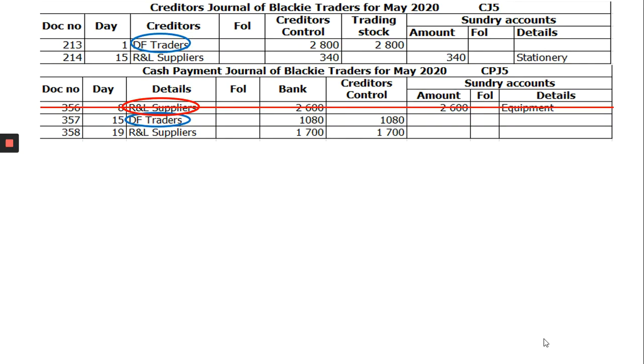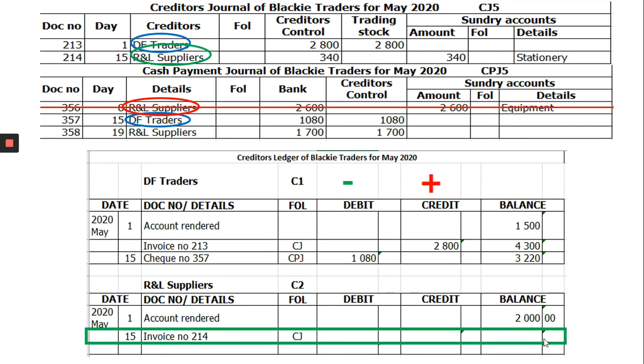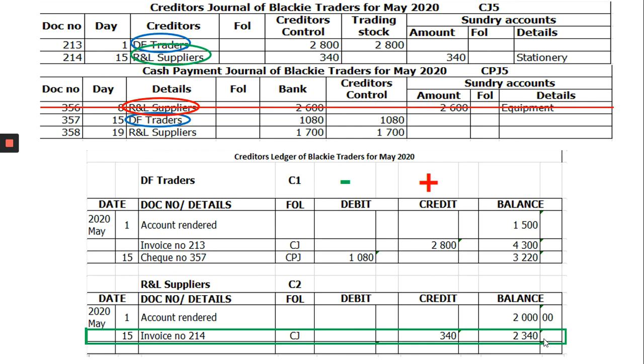Now the second transaction with R&L Suppliers was on the 15th, where we bought stationery on credit. So that means that our debt will increase with that amount. So the date will be the 15th, document number invoice 214, and we posted it from the CJ. Our debt will increase, so on the credit side 340. And to calculate our new balance, we will take the 2,000 plus the 340, which will give us 2,340.